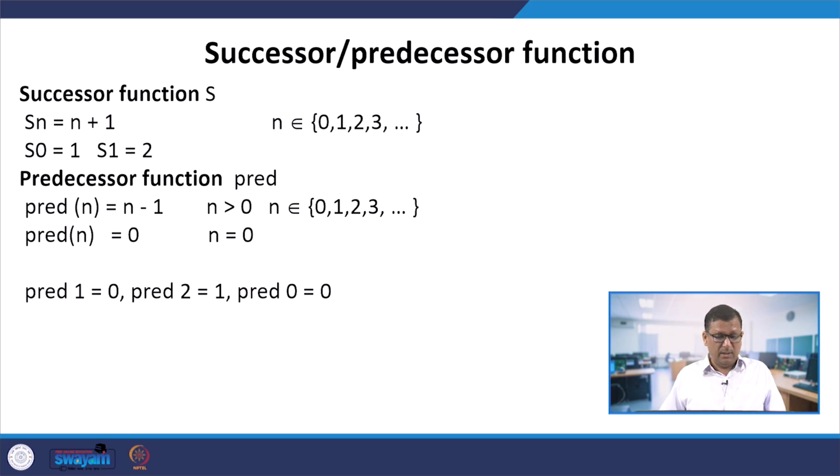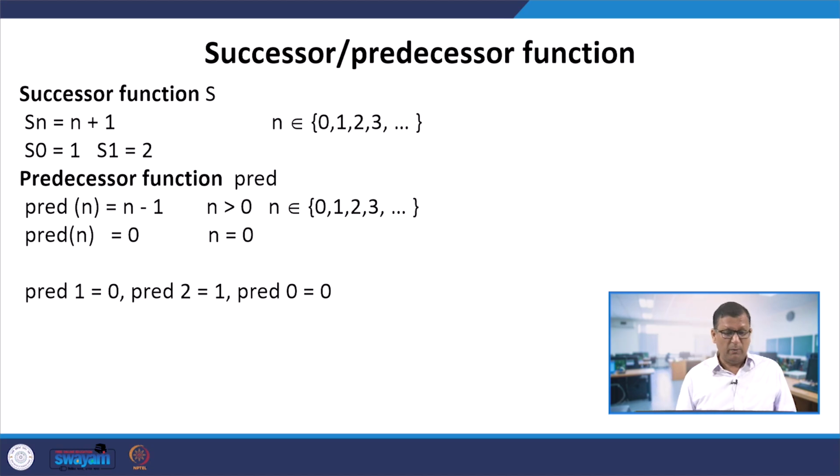The predecessor function is the reverse, you can think in that way: predecessor of 0 is always 0, and predecessor of n is the previous number. The predecessor of 1 is 0, predecessor of 2 is 1, but predecessor of 0 is 0. So these functions will be very useful for us.